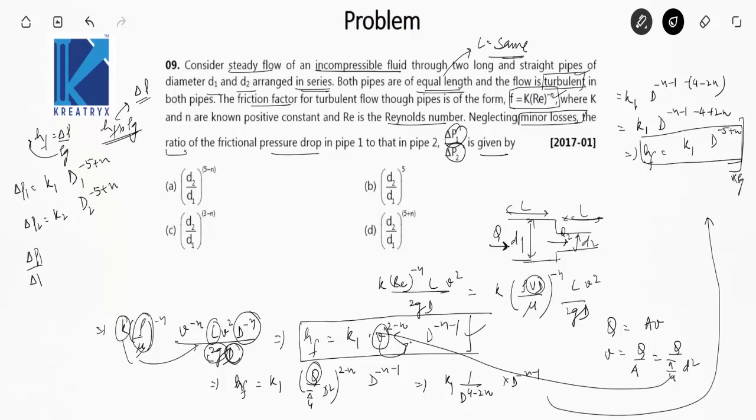Delta p1 by delta p2 is equal to, oh sorry, this is K1 only. I mean, this is constant. This will get cancelled out. So D1 by D2 raised to power minus 5 plus n.